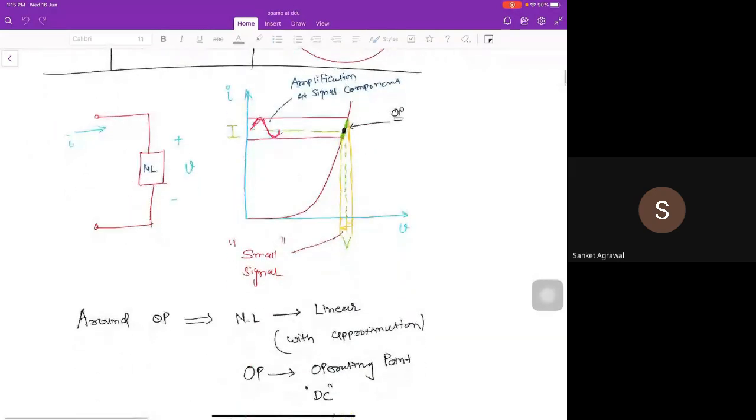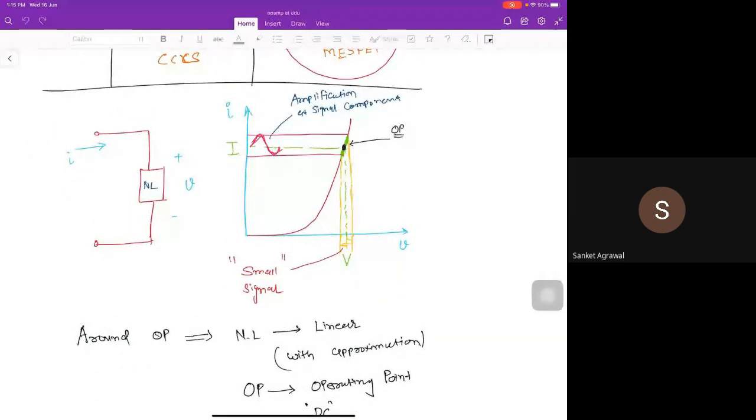So first of all, let's take the characteristics of a simple nonlinear device, any nonlinear device, the I versus V characteristics. In this nonlinear device, at one particular point, let's say at the V point, I have input voltage V and I am getting output current I. That's my operating point. That operating point is decided by the DC battery.